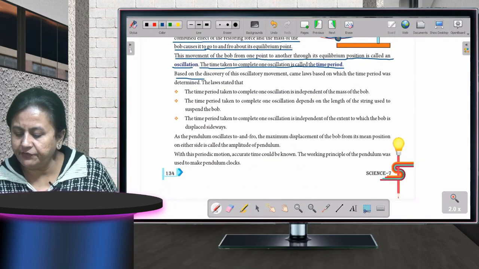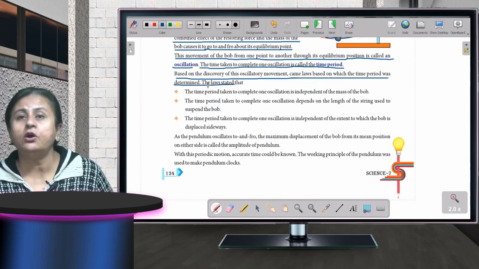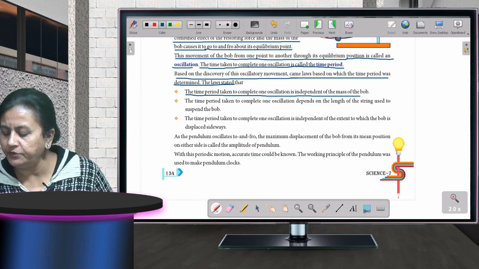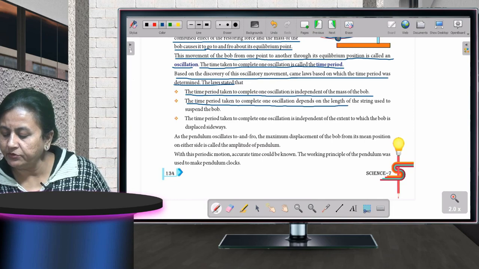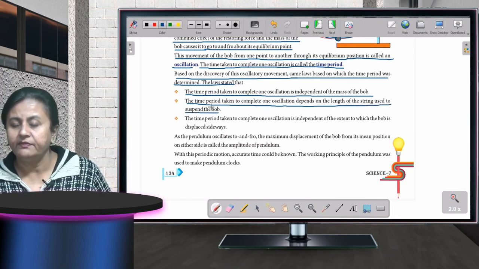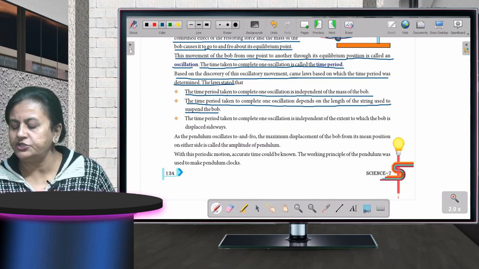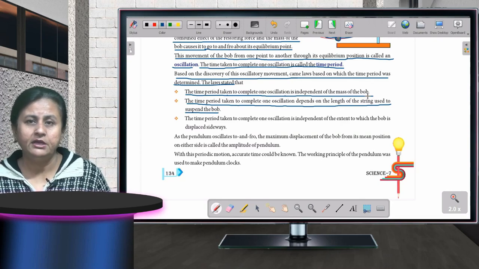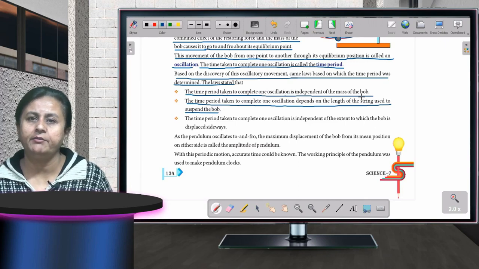Based on the discovery of this oscillatory movement came laws based on which the time period was determined. The law stated that the time period taken to complete one oscillation is independent of the mass of the bob. The time period depends on the length of the string used to suspend the bob. That I already told you. Mass means whatever the weight of the bob, it does not matter at all. The time period will remain the same.